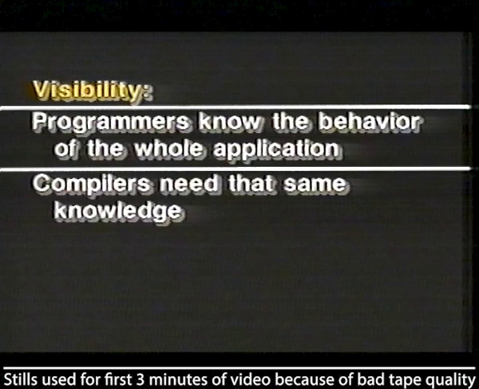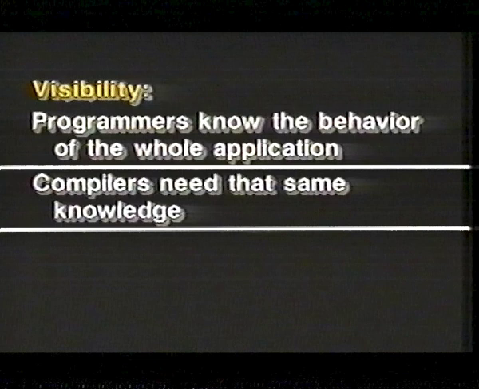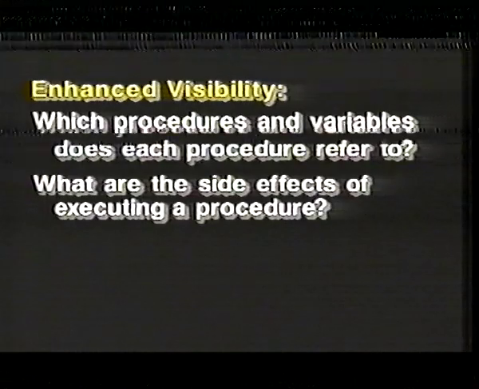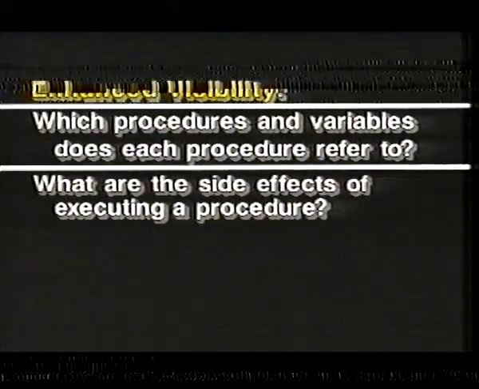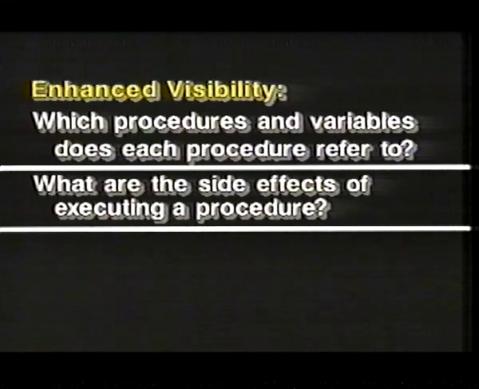The fundamental problem for compilers is visibility. Programmers know the behavior of the whole application, at least theoretically. Compilers need that same knowledge so they can fully optimize a program. The key to improving the effectiveness of optimizing compilers is enhanced visibility. Optimizers must answer two key questions in order to produce more efficient code. Which procedures and variables does each procedure refer to? What are the side effects of executing each procedure?